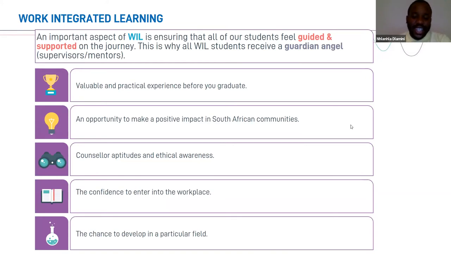So after countless hours of studying and years of dreaming of being the change, you can finally put theory into practice through the Work Integrated Learning program. WIL is rewarding and is the perfect opportunity to apply the knowledge you've learned in class within a real-world placement site. It truly gives many students the opportunity to create change by leaving a giant footprint on the hearts of others in a variety of professional settings. An important aspect of WIL is ensuring that all our students feel guided and supported on their journey. This is why all WIL students receive a guardian angel, also known as your supervisors and mentors.